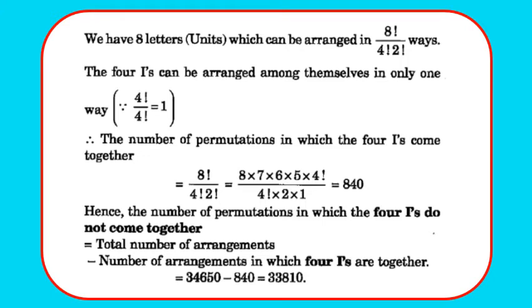So we have the total number of arrangements, and we have the arrangements in which all I's are coming together. So the number of permutations in which the 4 I's will not be together will be the total minus the number of arrangements in which the 4 I's are together. So this is equal to 34650 minus 840, that is 33,810. Clear? So pause and note down the solution.